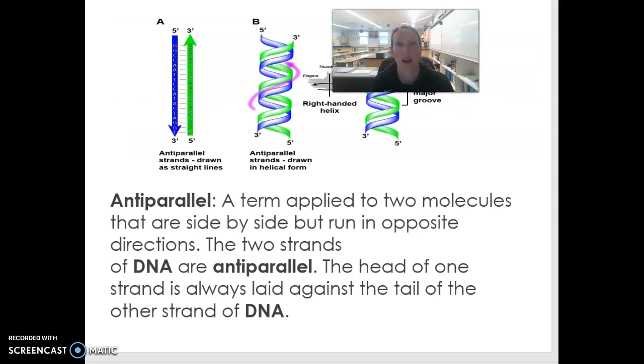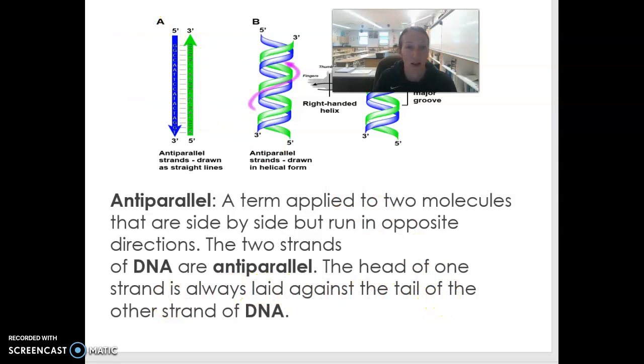And so I broke down the term for you. Once again, this can go in that section of your notes, or you can put this on your own. Anti-parallel basically just means when two molecules are side by side but run in opposite directions. So they're side by side, but they're opposites. The two strands of DNA are anti-parallel. The head of one strand is always laid against the tail of another strand.